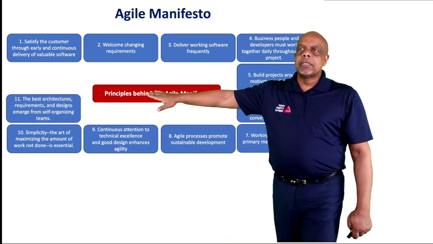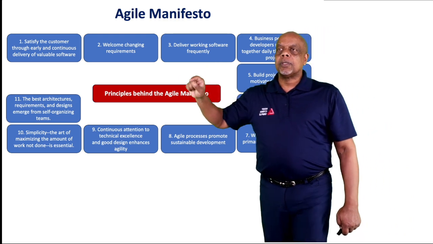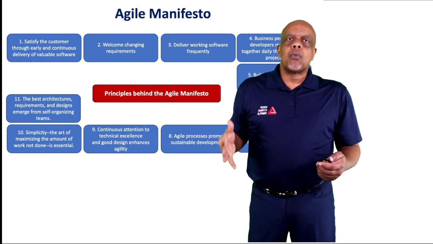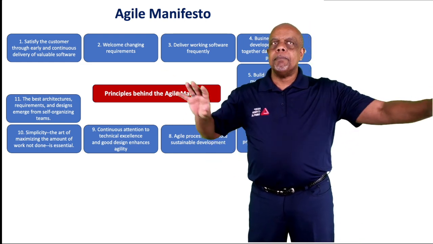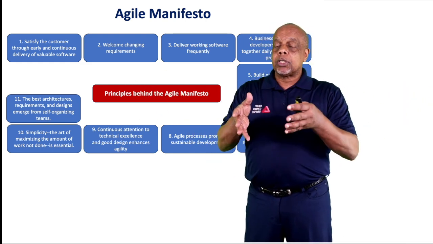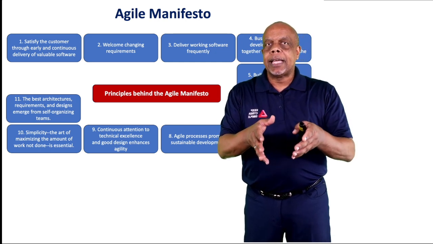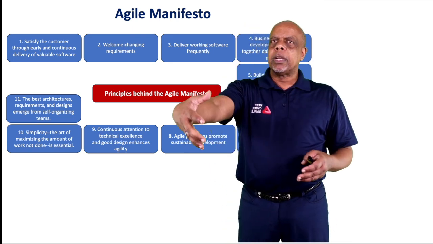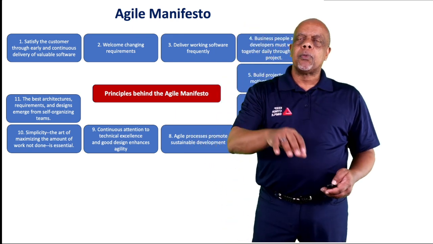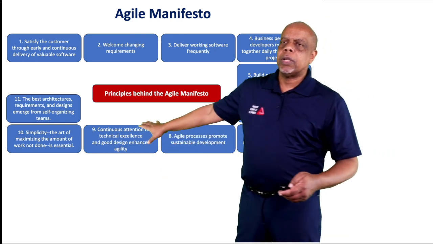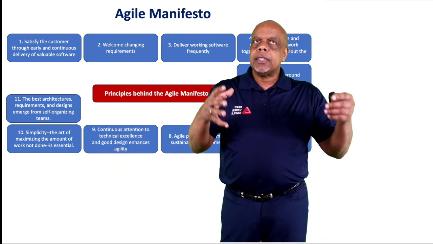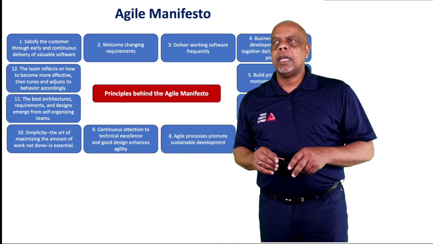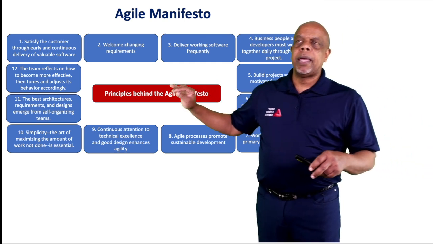All right, now, the best architecture, requirements, and designs emerge from self-organizing teams. Sometimes our structure can be so rigid within an organization that we have talent in multiple places that we don't know about because we are just looking at a person's job title, not at what they actually know. You were hired to do this, but you don't know that they bring a wealth of other background that may not be on their resume or in the job description. So let teams sometimes organize themselves, and then they will find the right talents. And the team reflects on how to become more effective, then tunes and adjusts its behavior accordingly.